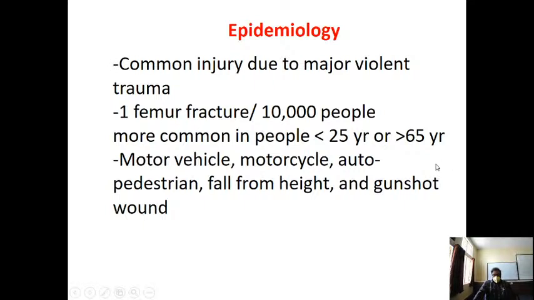Pathological fractures are more common in elderly males and females. These are the most common causes of fracture of the femur: motor vehicles, motorcycles, auto pedestrians, falls from height, and gunshot wounds. Gunshot wounds are relatively rare, but they are more common in military accidents.